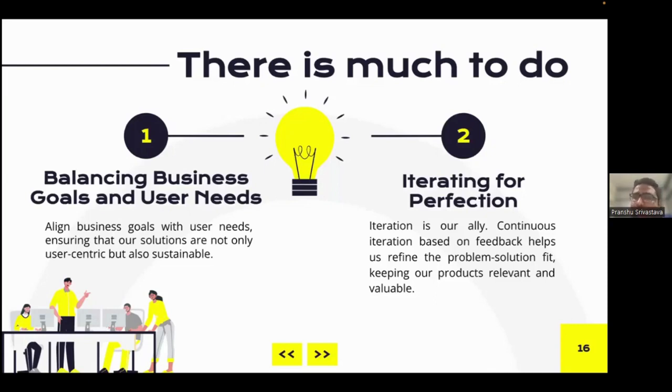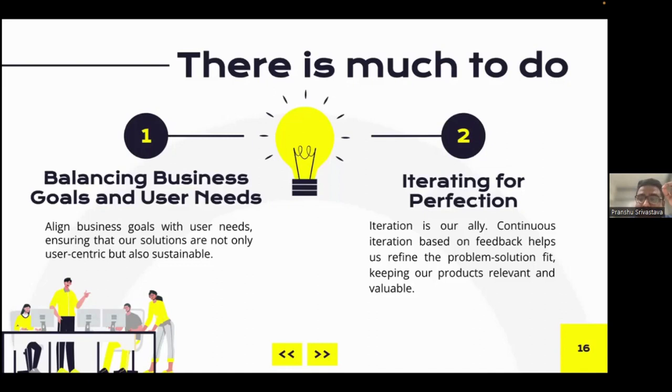You actually cannot compromise from users' expectations or the solutions which the customer is actually expecting. And with balance, you have to iterate for perfection. Since you have created a product as an MVP1, you have to go again to the market, see what signal the market is giving to you, see what signal the customer is actually giving to you. You have to iterate perfectly.